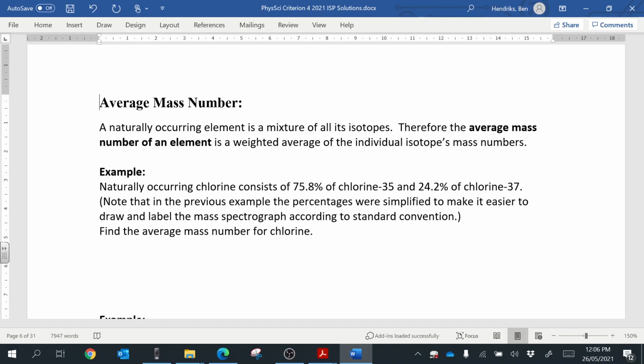In the last lecture we looked at mass spectrometry. I always struggle with that word. And we can use mass spectrometry to find the average mass number, which we'll look at now.